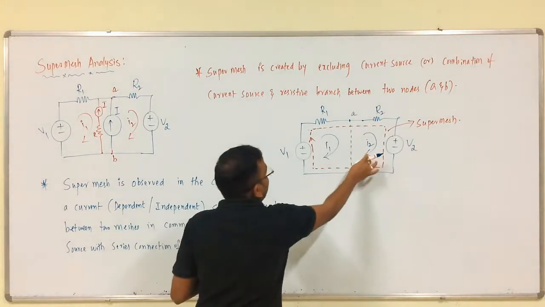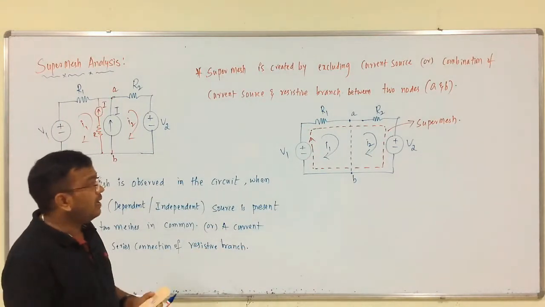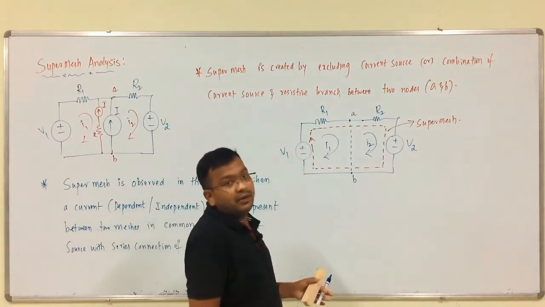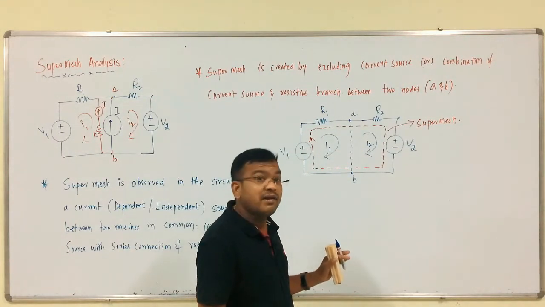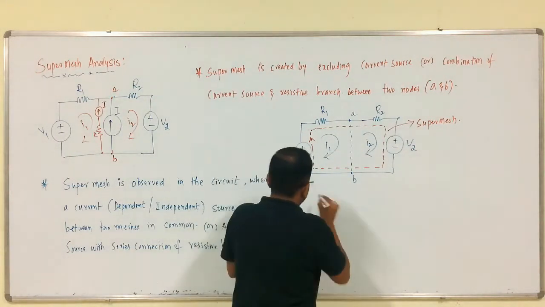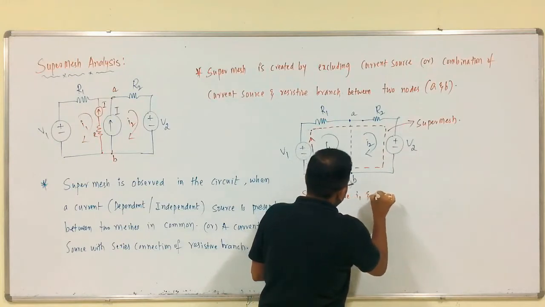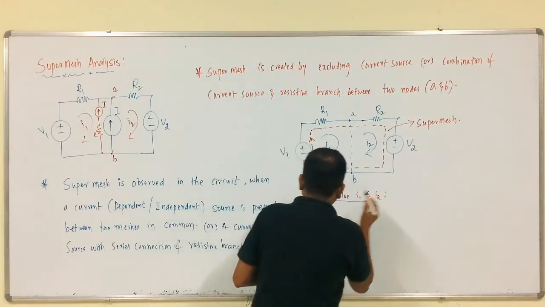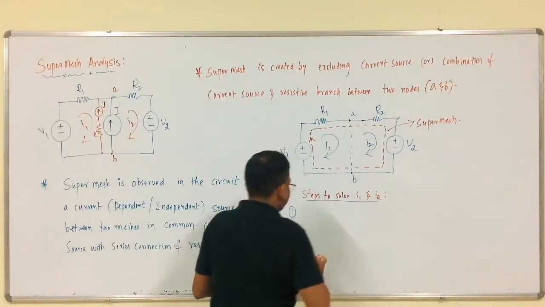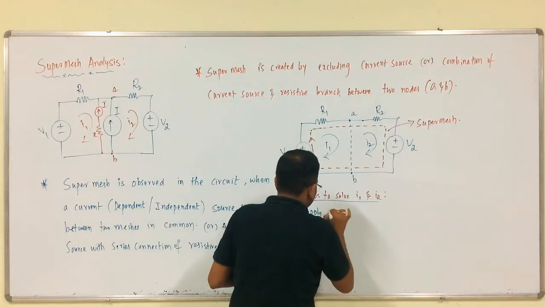Previously, we have I1, I2. Then how can we calculate I1, I2? We are getting super mesh, that is it. Steps to solve I1, I2. First, we have to apply KCL.